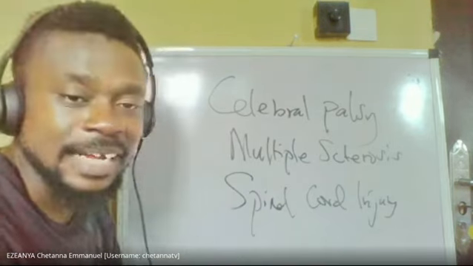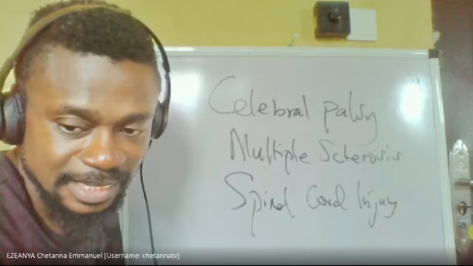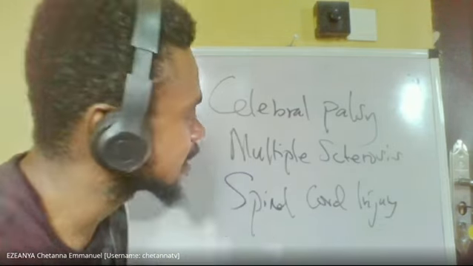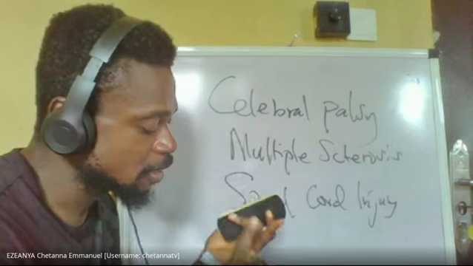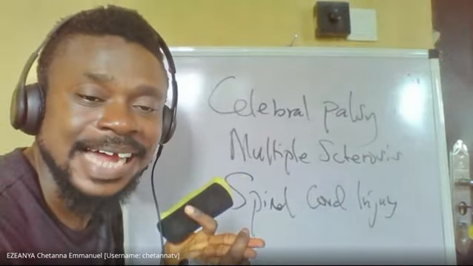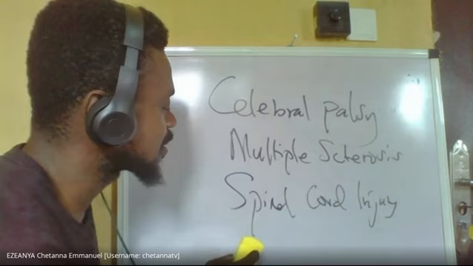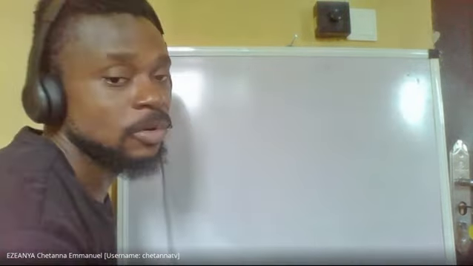Let's look at direct acting skeletal muscle relaxants. We have discussed neuromuscular blockers. We have discussed centrally acting and the examples. Then look at direct acting skeletal muscle relaxants.